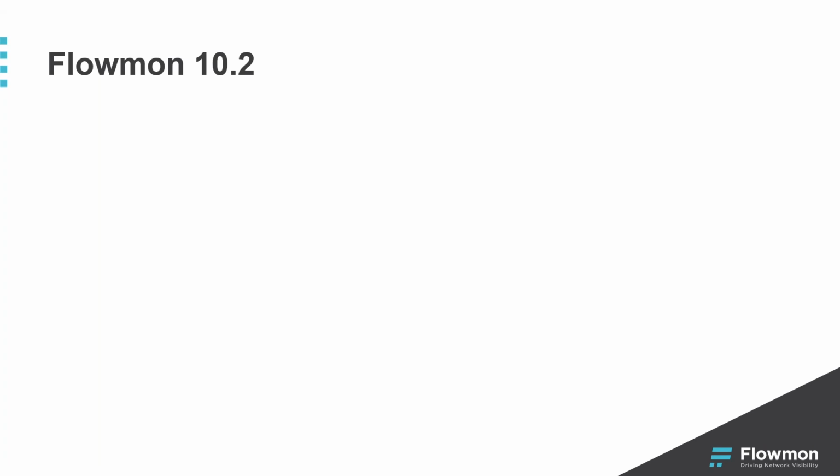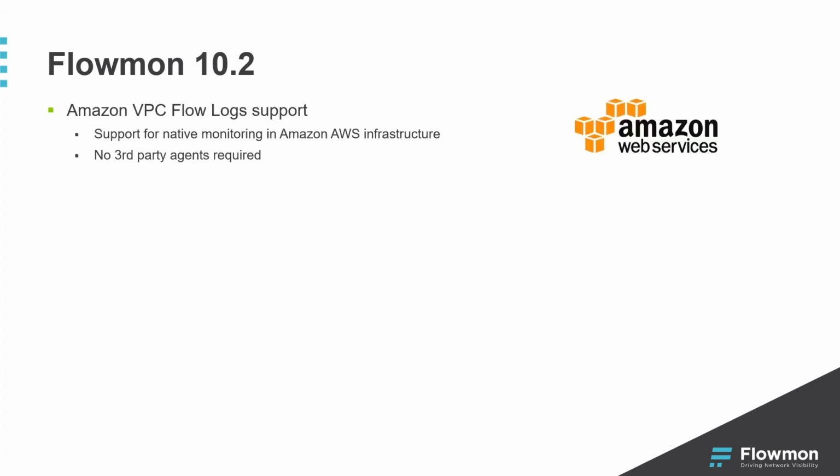First of all, we are working on adding support for Amazon VPC flow logs. Basically, VPC flow logs is a feature that allows you to capture information about the IP traffic in Amazon Cloud without any third-party agents. So we already have a collector that is available in Amazon Cloud, in Amazon Web Services, and we do plan to expand the functionality by adding support for native Amazon monitoring.